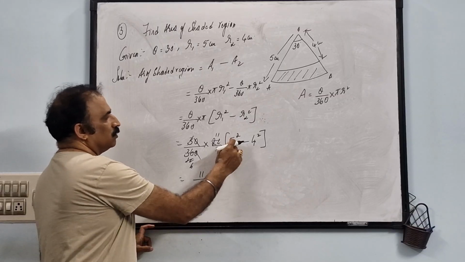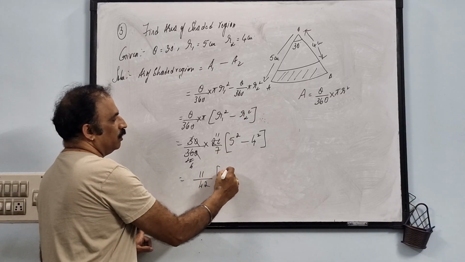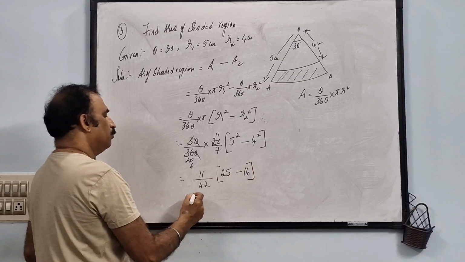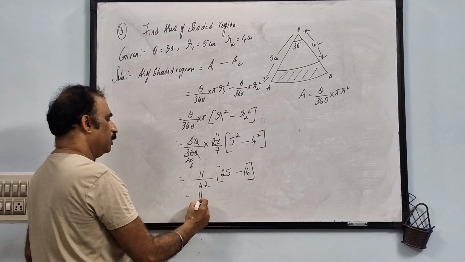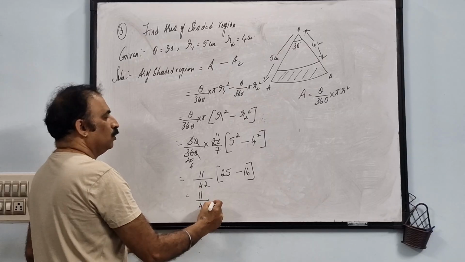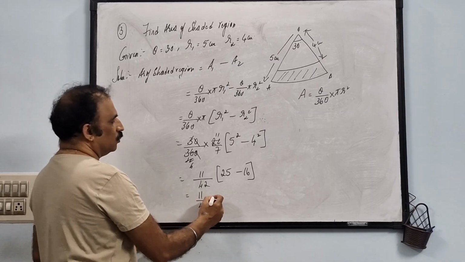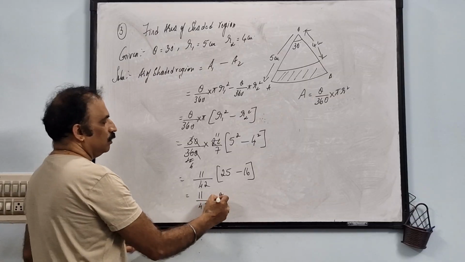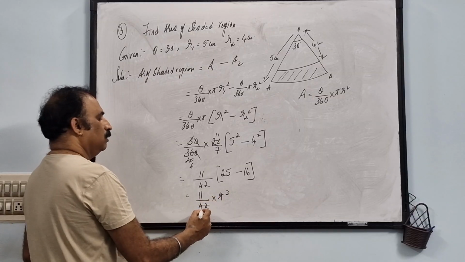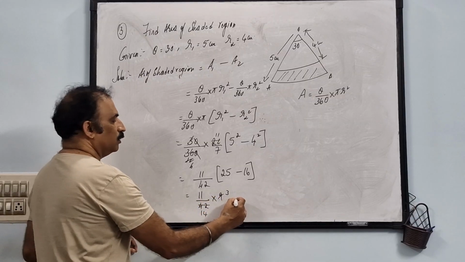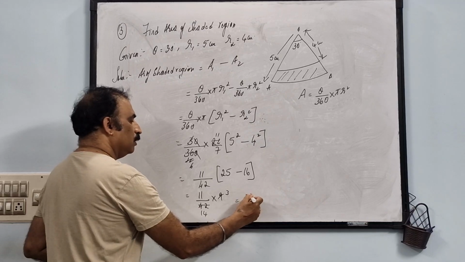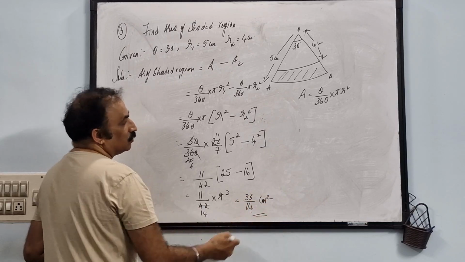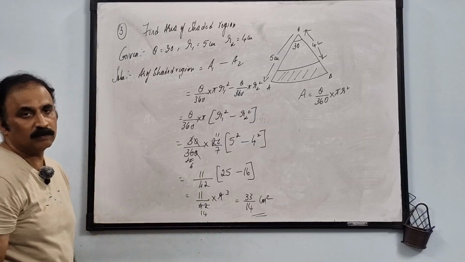Further when you take up this, 5 square is going to be 25 and 4 square is going to be 16. So further it is going to be 11 divided by 42 into 25 minus 16, which is 9. So further when you cancel, 3 3s are 9, 3 1s are 3 and 3 4s are 12. So further answer is going to be 11 3s are 33 divided by 14 centimeter square. That is the area of shaded region.